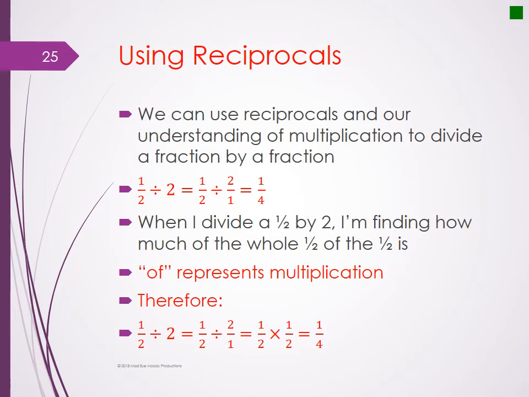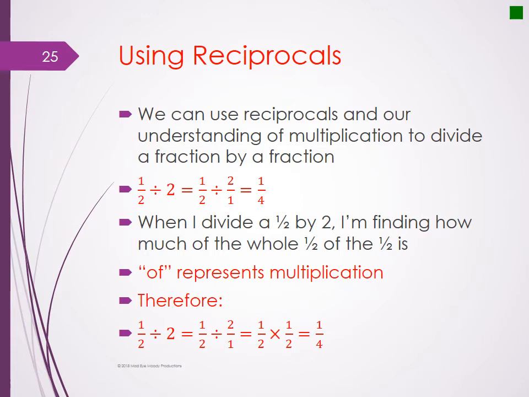Let's take this a step further. Let's use reciprocals and our understanding of multiplication to divide a fraction by a fraction. I know that 1/2 divided by 2 is the same as 1/2 divided by 2 over 1, because I can rewrite a whole number as a fraction by placing it over 1. I also know that that means I split my half into 2 pieces, and I'm comparing one of those 2 new pieces to my original whole. When I divide a half by 2, what I'm really saying is how much of the whole 1/2 of the half is, because I split that half into 2 pieces. So what's half of the half?